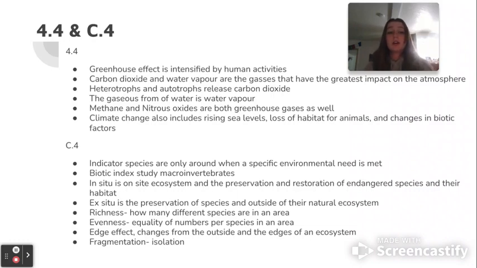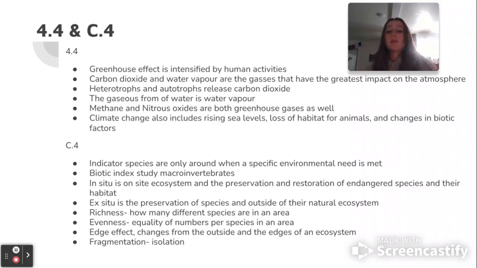Indicator species, and this is going back again kind of into alien species and the loss of habitats, are only around when a specific environmental need is met. For a biotic index, you would usually study microinvertebrates. In situ is an on-site ecosystem, and it's the preservation and restoration of endangered species in their specific habitat. Ex situ is the preservation of species outside of their natural ecosystem, so that would be like a nature reserve.